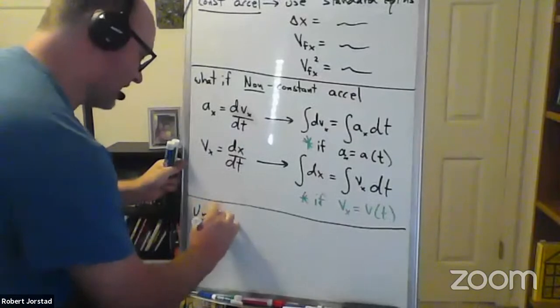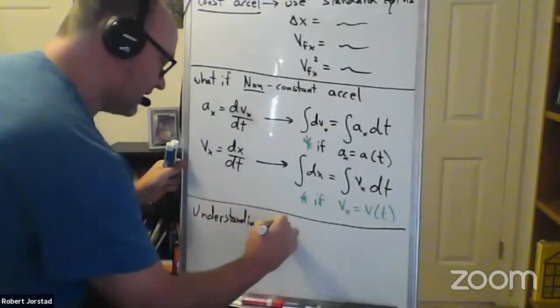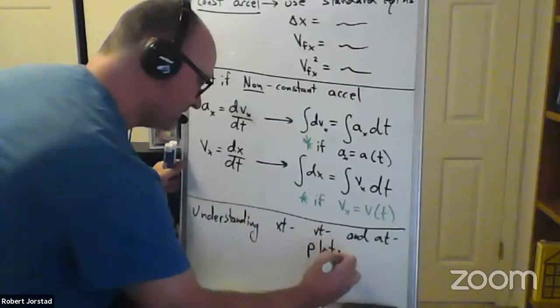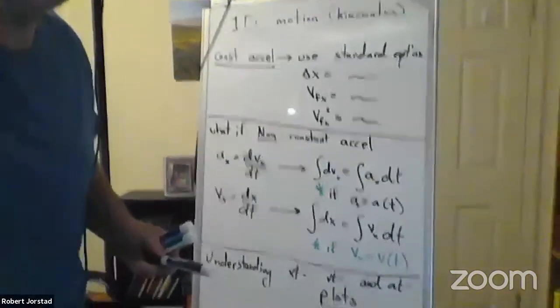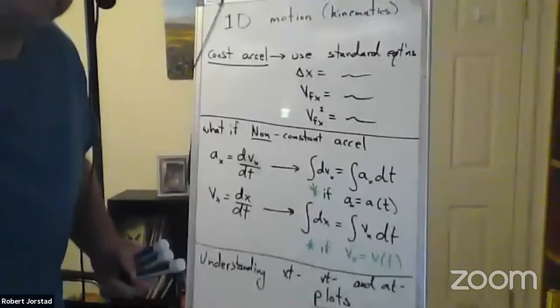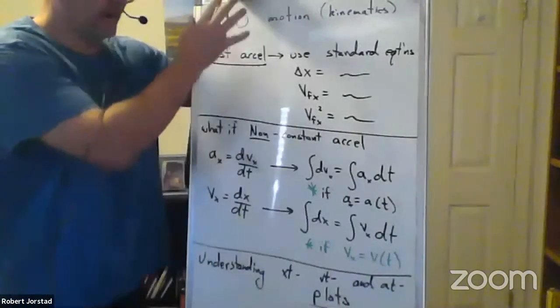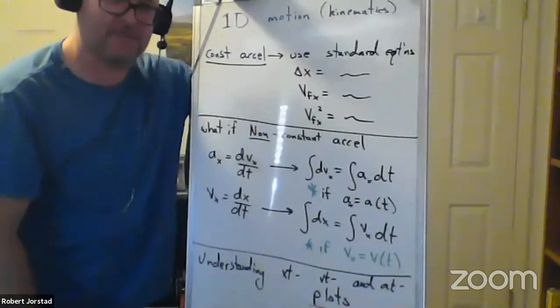For this chapter, the last piece is understanding xt, vt, and at plots. So basically, it's not enough. Sorry, let me adjust it just slightly. There, we got it all on one sheet there. So this is the goal of chapter 2, and it's pretty hefty.